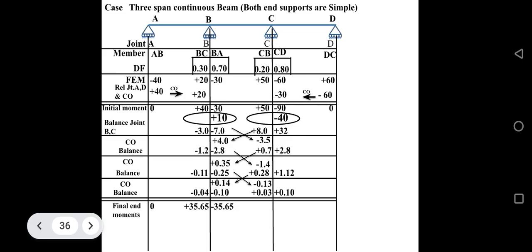Similarly, you can add the moments for joint C and joint D, and you can just write the final end moments. So I hope this table is clear to you for a three span continuous beam when both end supports are simple supports. Now let me explain the next case.